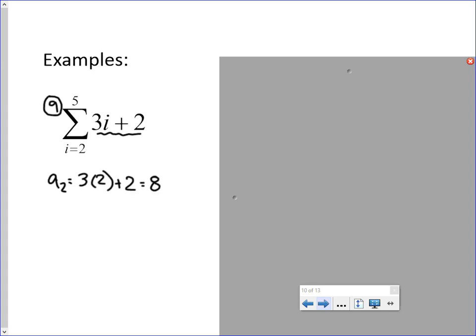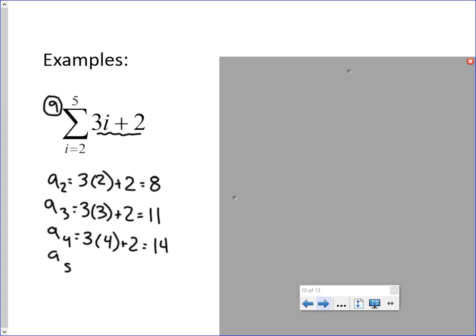And then I need the third, fourth, and fifth terms to my upper bound. So I would do 3 times 3 plus 2, that's 11. 3 times 4 plus 2, that's 14. Oh, I'm noticing a pattern. What's happening? Adding 3, so my fifth term is going to be 17.